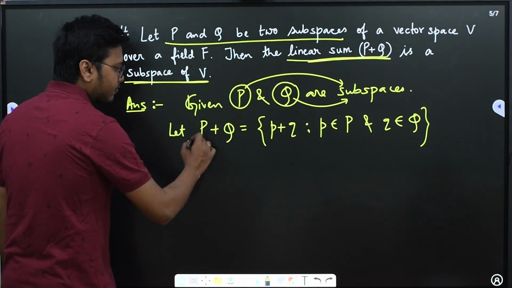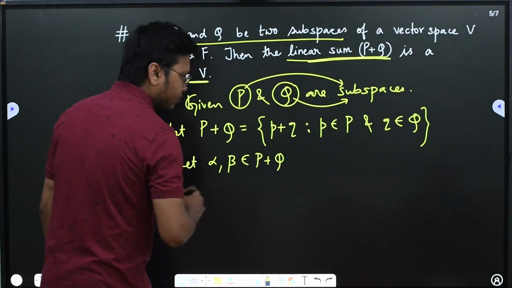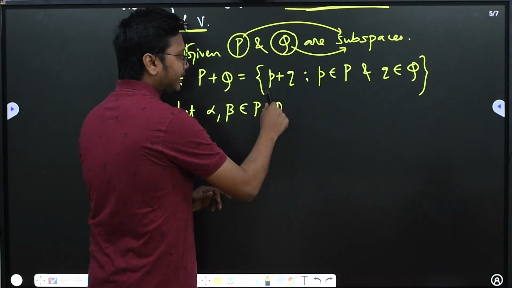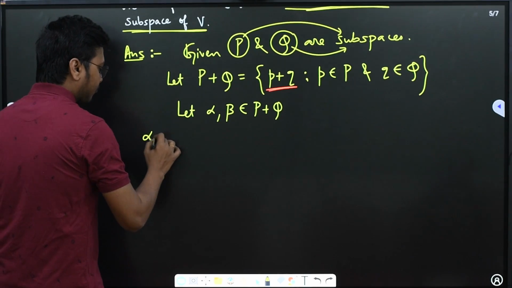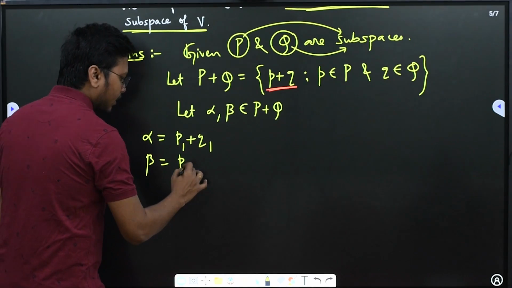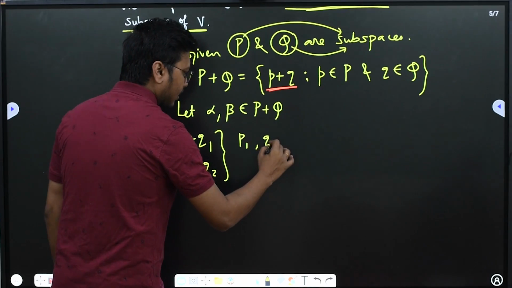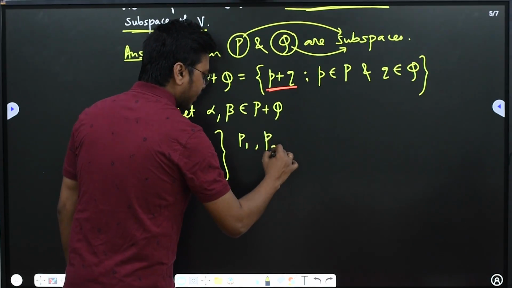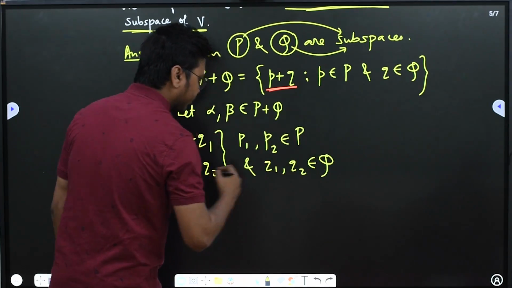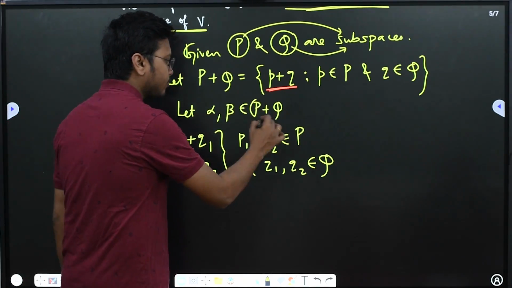So let me take two elements from P plus Q. Let alpha and beta belong to capital P plus Q. How are alpha and beta going to look? They're going to look something like this. Let's say alpha equals P1 plus Q1 and beta equals P2 plus Q2, where P1, P2 are taken from capital P and Q1, Q2 are taken from capital Q. So I have taken two elements alpha and beta from the P plus Q set.